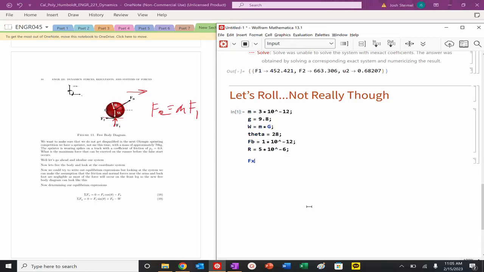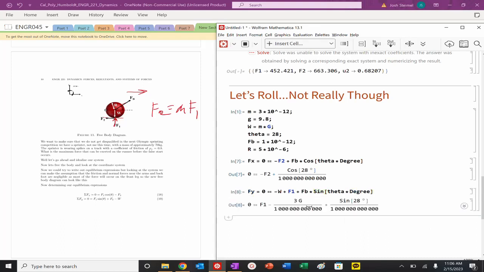Let's let Mathematica run for a little bit. Sum of the forces in the x direction set equal to 0. What are we going to have? We have minus F2 plus FB times cosine of theta times degree. Excellent. Sum of F sub y equals 0 is what? Minus weight plus F1 plus FB times sine of theta, with degree. There we go. Oops, little g. Apologies for that.